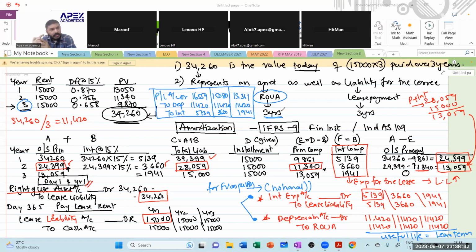Who owns the motorcycle? I own the motorcycle. Who owns the right to use that motorcycle? Maruf Khan owns the right to use the motorcycle. How many years? 3 years. So he'll depreciate that right by 3 years. Who owns the motorcycle? I own it. I will depreciate it for 6 years. Understanding? Yes, sir. Alok, yeah, what do you need?